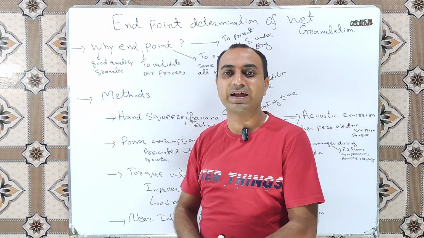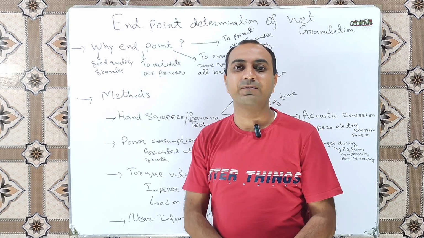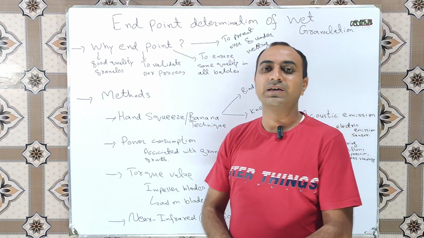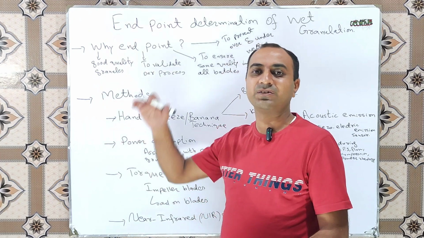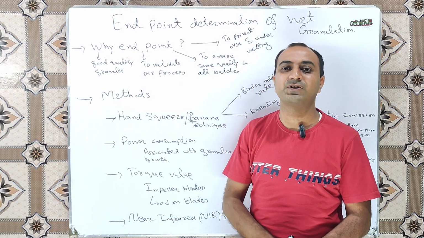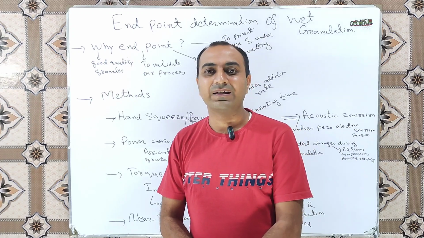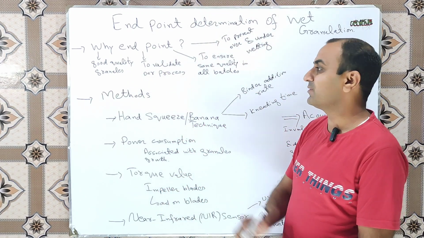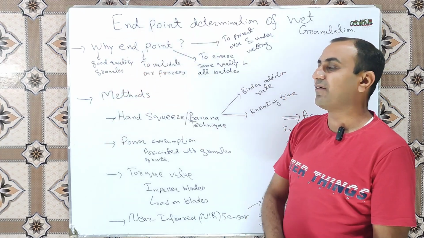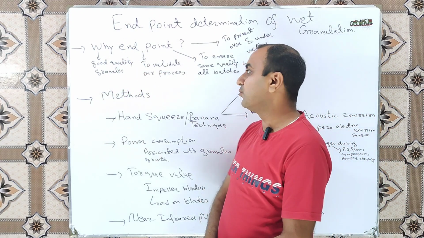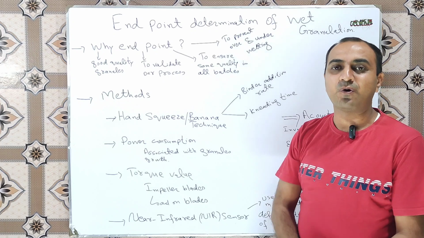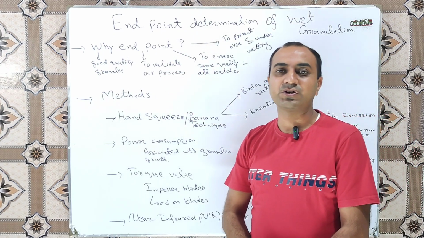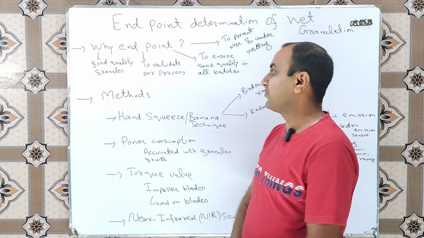So the main question is, why do we find out the endpoint? What is the importance of endpoint determination? The importance of endpoint determination is very high in tablet manufacturing when we are using the wet granulation method. This endpoint determination gives us assurance that we always have a good quality of granules, and we use the endpoint determination method to validate our wet granulation process or kneading stage.